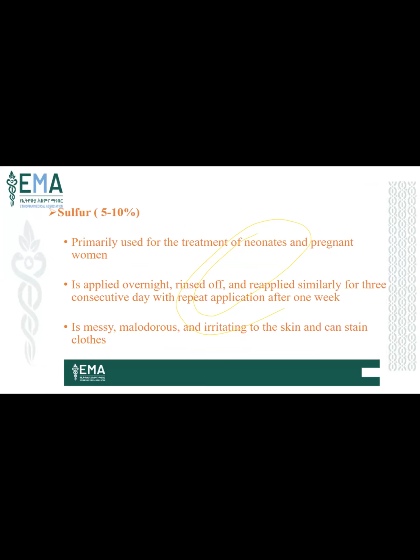And the other option of topical anti-scabies medication is sulfur. Sulfur is also available in different strengths, and we prefer the 5 to 6% strength for the pediatric age group and 10% for adults. Another benefit of sulfur is we can use it in neonates, pregnant as well as lactating mothers. And it's also applied overnight in the same manner as permethrin. It will be rinsed off every morning for 3 consecutive days, and we'll apply it additionally after 1 week. The downside of sulfur is it's messy, so it might stain clothes. It's also malodorous, and it might be irritating to the skin.